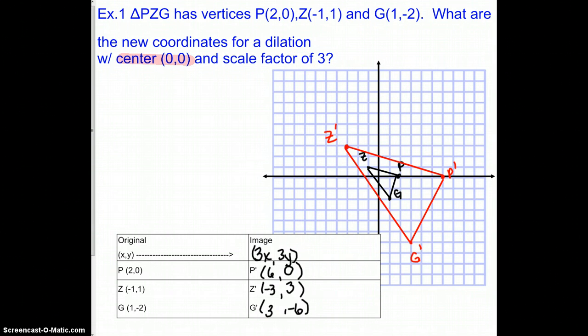Now it does look like the other one is about 3 times bigger. That makes sense. I'm also going to go through, my image was this one that's in red. My original one's in black, just so I have the color coding that makes sense later on. Okay, let's try another one.